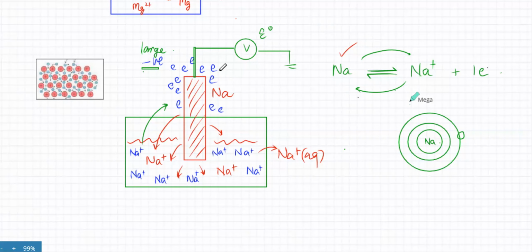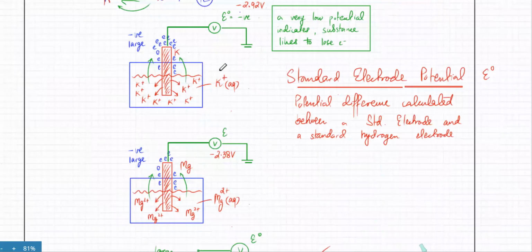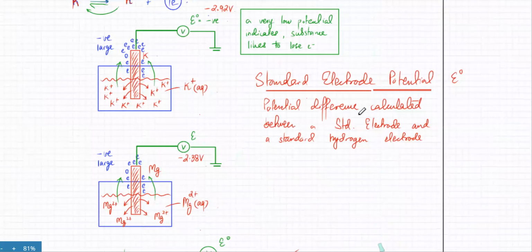So this is what we did yesterday. We talked about this, and we talked about standard electrode potentials, that it's the potential difference that's calculated on these electrodes.